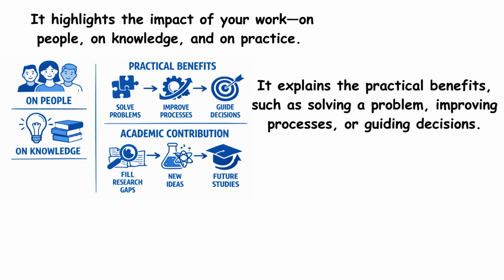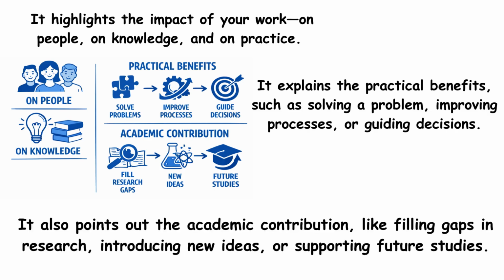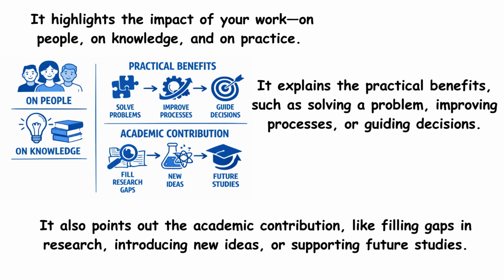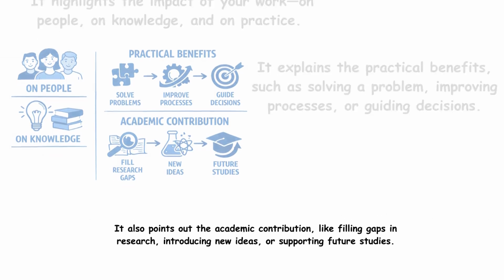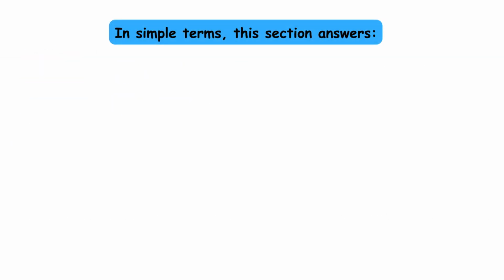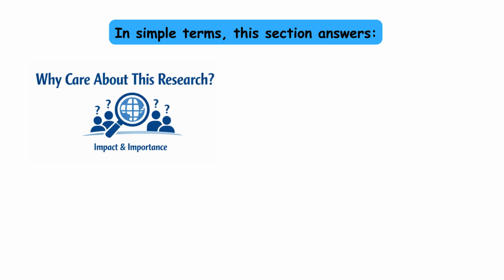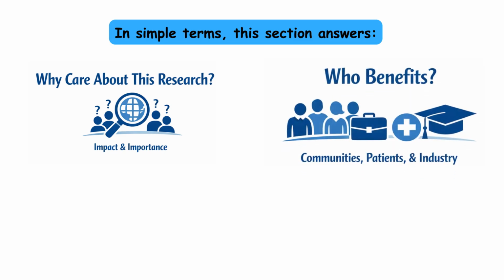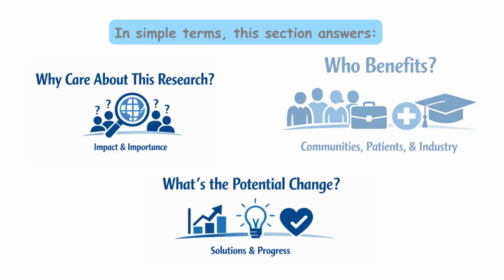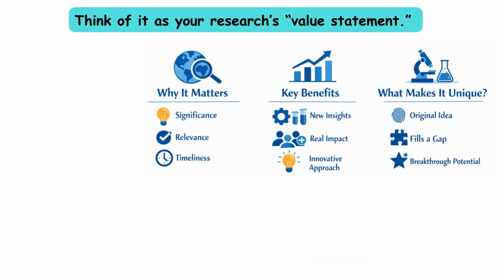It explains the practical benefits, such as solving a problem, improving processes, or guiding decisions. It also points out the academic contribution, like filling gaps in research, introducing new ideas, or supporting future studies. In simple terms, this section answers, why should anyone care about this research? Who will gain from its results? What changes or improvements could it bring? Think of it as your research's value statement.